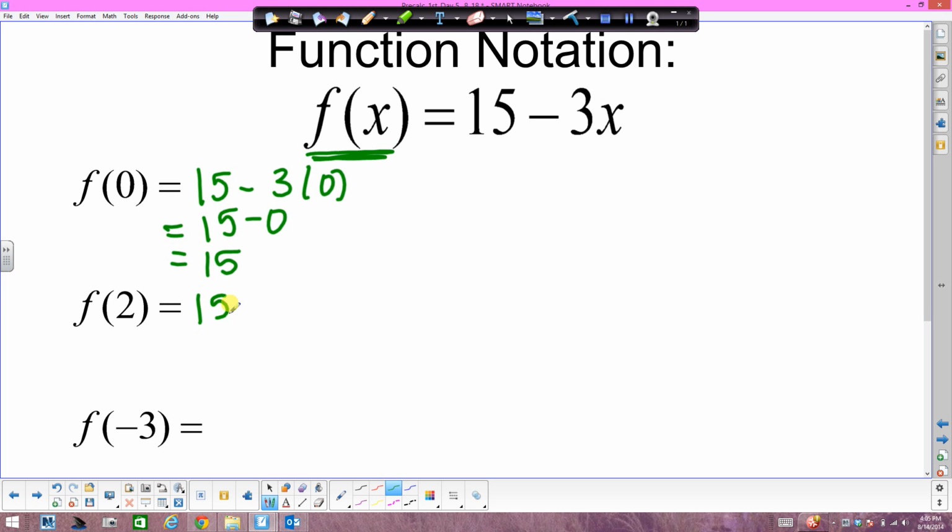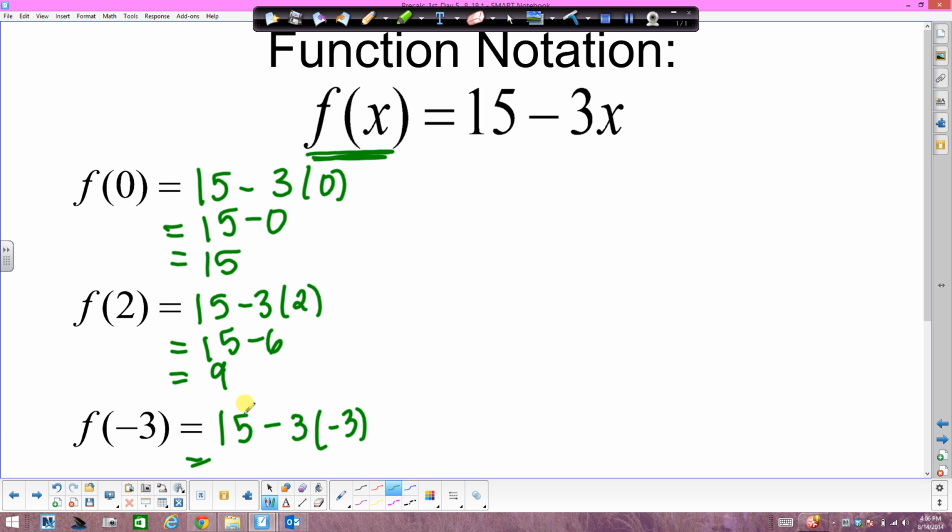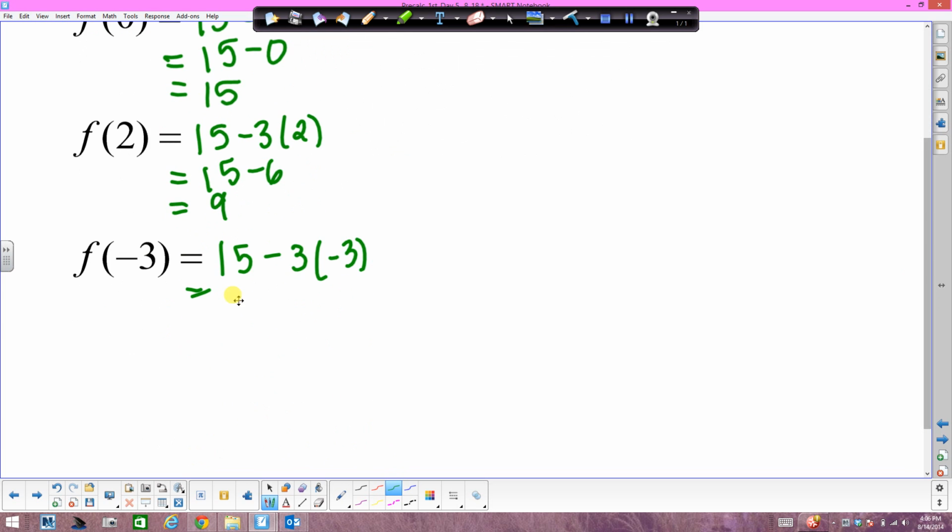So I'm going to have 15 minus 3 times 2, which is 15 minus 6, which is 9. So f of 2 equals 9. And for f of negative 3, we do the same thing. 15 minus 3 times negative 3 is the same thing as 15 plus 9, which is 24.